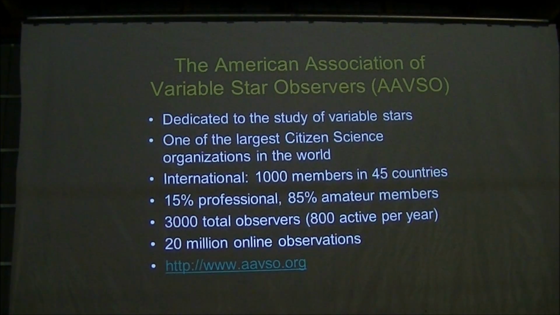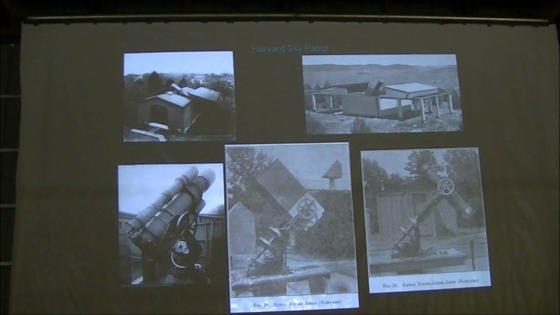And one of the reasons I'm giving a presentation here today is the fact that we're celebrating our 100th anniversary this year. In October, we will have a large meeting down in Cambridge, and you're all welcome to come down and celebrate with us. We have about 3,000 members worldwide, and currently our database of variable star measurements is about 20 million coming in from all amateurs.